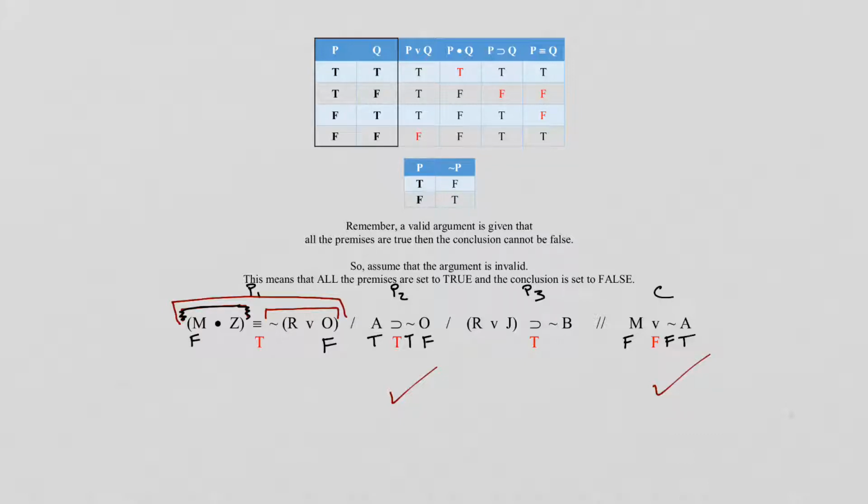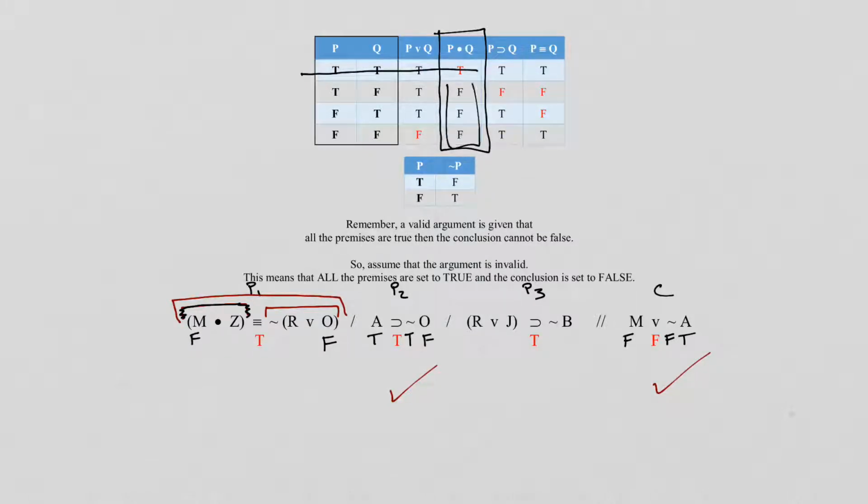Okay, so we got a conjunction. So we got our dot here. And we know that there's an F in there. Okay, so that means that's not an option. It's never going to happen because we already know that M is false. And if you guys will notice, there seems to be a little bit of a consistency there, doesn't it? So it doesn't even matter what Z is really. We already know it's going to be false. So let's just put that in there.